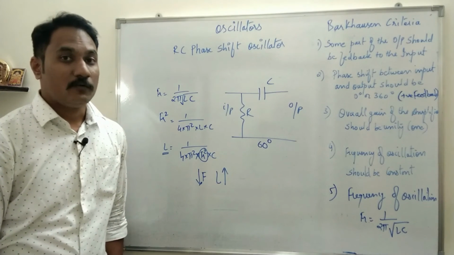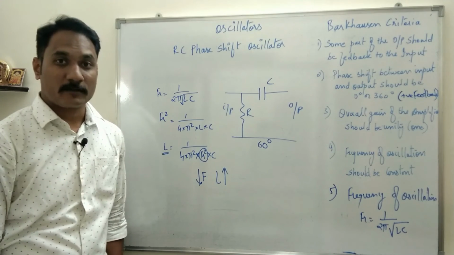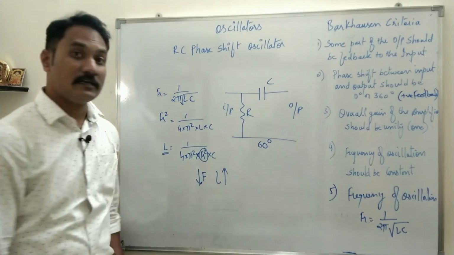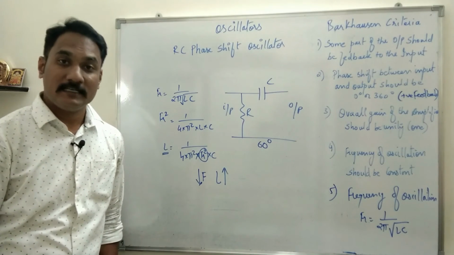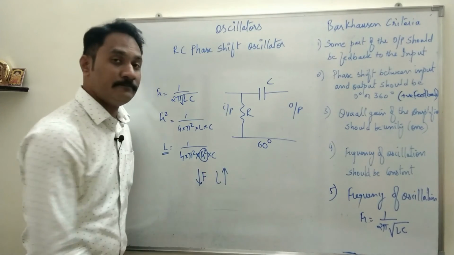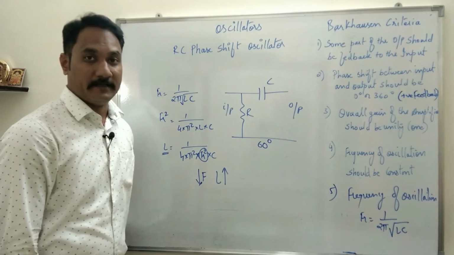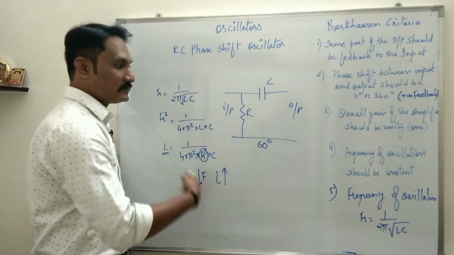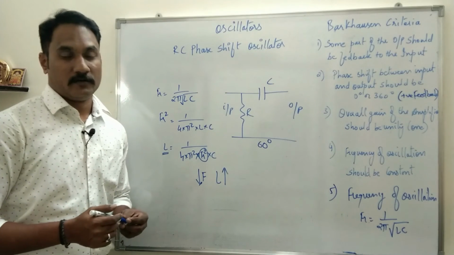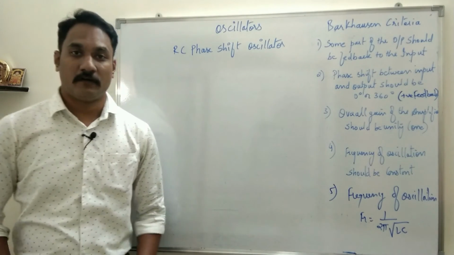Okay, so when we are connecting RC in the feedback network, we are going to use 3 sections, each section producing a phase shift of 60 degrees. Therefore, the total phase shift at the feedback factor will be 180 degrees. All these things we are doing to satisfy the Barkhausen criteria. Next, let us try to understand the RC phase shift oscillator.